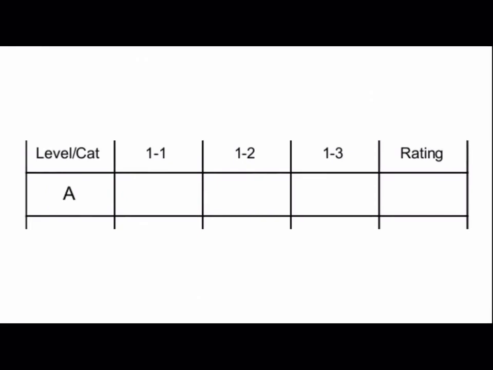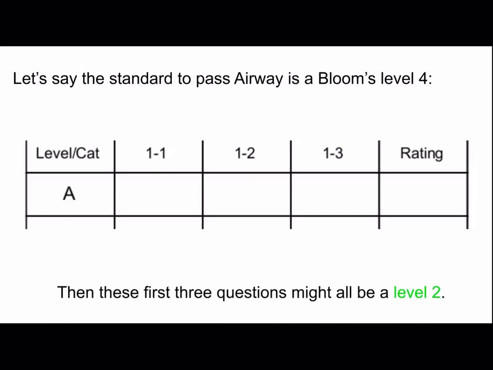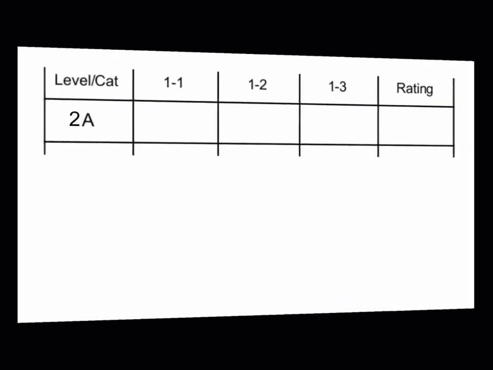Now, let's say if we're evaluating airway, that the requirement to pass airway is a Bloom's level 4. Remember we talked about Bloom's in a previous video. So a level 4 is required to pass airway. That means when we first start the exam, it's not going to give us a level 4. It's going to give us something easier. Let's just say arbitrarily the first series might be a level 2, just to get us off the ground and see how we're performing from the beginning of the test. So we would put a 2 there, and we would say this first series is going to be Bloom's level 2.